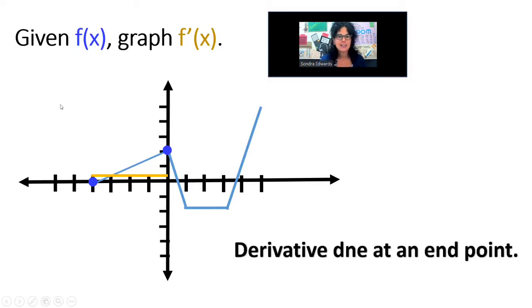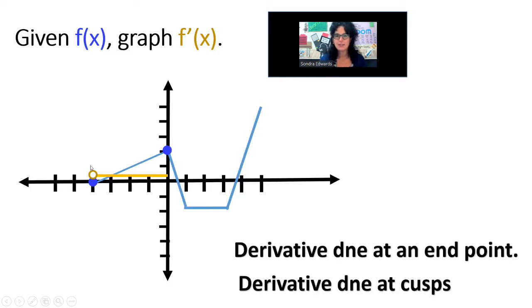So that means in this particular case, at -4, the answer to the slope of the tangent at that endpoint does not exist. So I want to start this line segment with an open dot because the answer to the derivative will be undefined. Okay, then the other one is a derivative does not exist at a cusp.